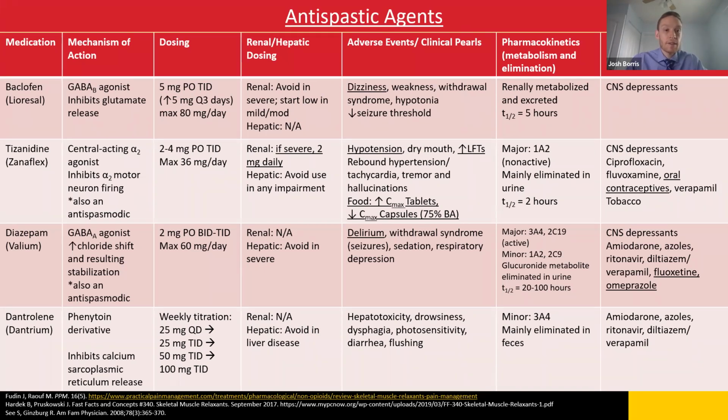For tizanidine, thinking about the significant renal impairment dose adjustments that we need, so starting at 2 mg daily if severe renal impairment, and then also thinking about hypotension, LFT elevations, and the fact that the tablets and the capsules are not interchangeable. For diazepam, I think the biggest thing is thinking about delirium. It's a benzodiazepine. It has an extremely long half-life, and then we have to think about the drug-drug interactions that we have. And then dantrolene, I didn't specifically talk about dantrolene, but I did add this on here just for completeness.